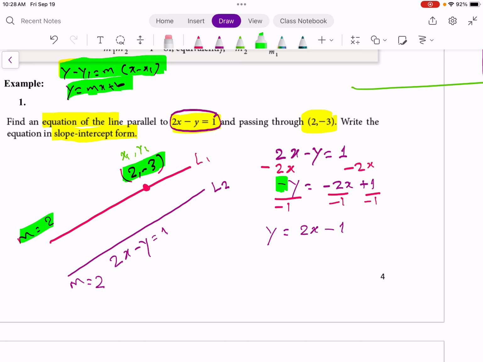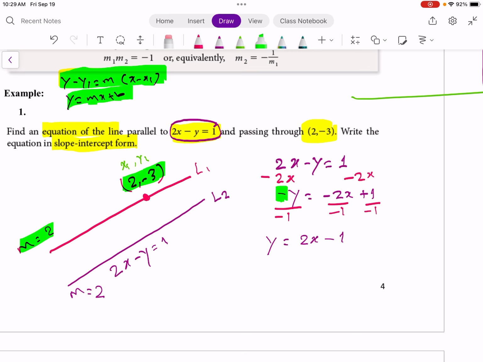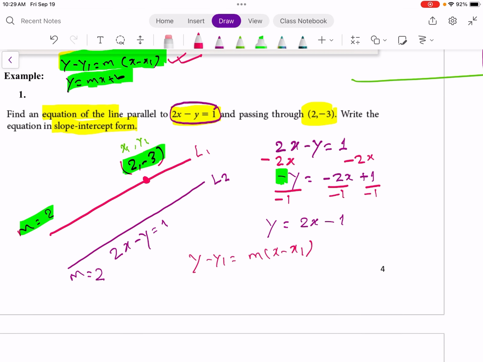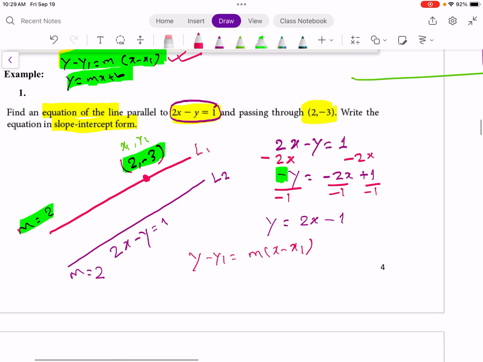Now which form do we use to find the equation of this straight line L1? We use point slope form. So let's use y minus y1 equals m times x minus x1. Do not substitute anything for x and y. You write down y as it is. Our y1 is -3. Make sure to have parentheses. Equals our slope, 2, times x minus x1, which is 2.